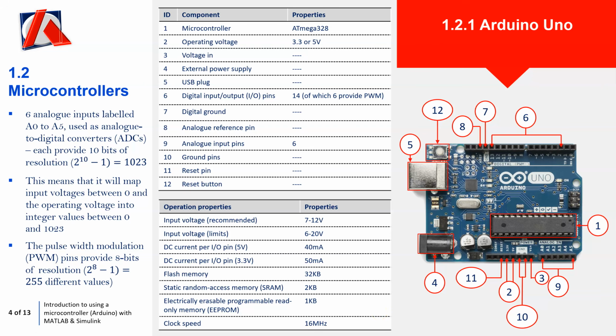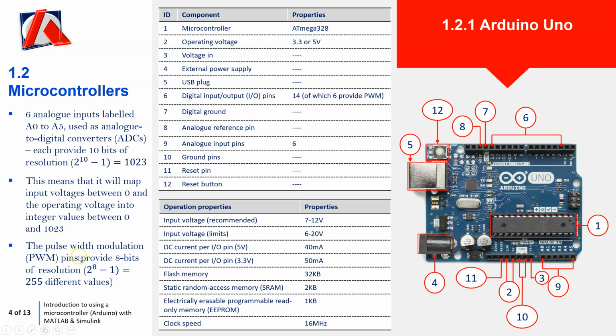So in terms of the board, the 6 analog pins have 10 bits of resolution. What this means is you can map the input voltage between 0 and the operating voltage into the integer values between 0 and 1023. Obviously, if you have a microcontroller with more bits, you get better resolution.